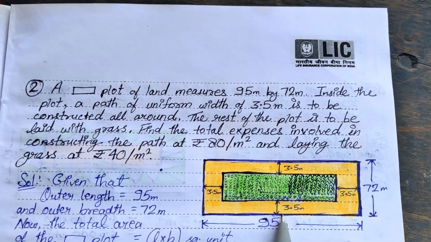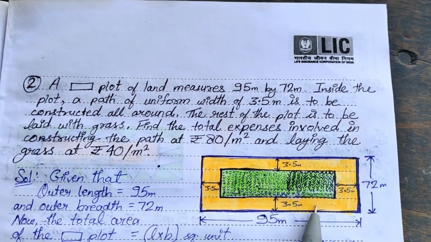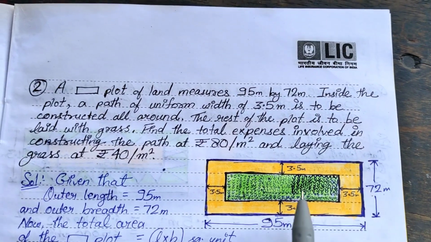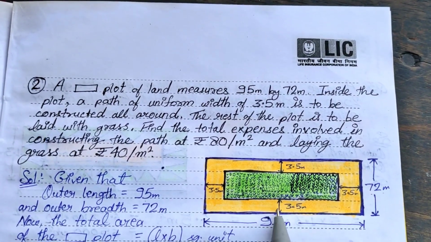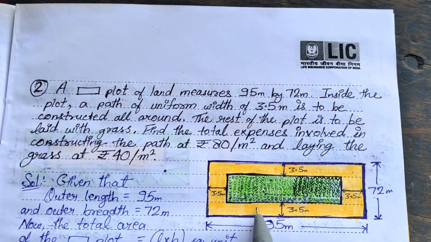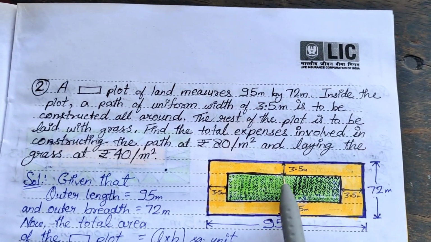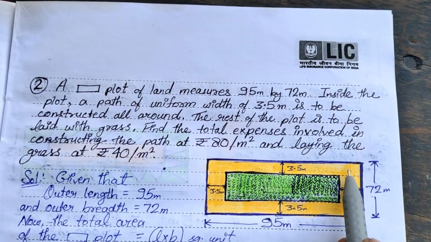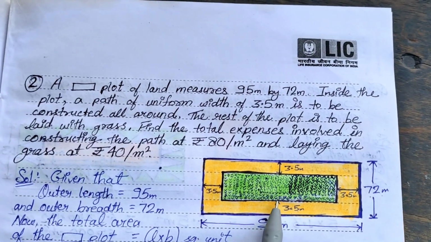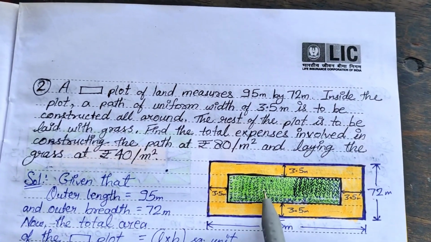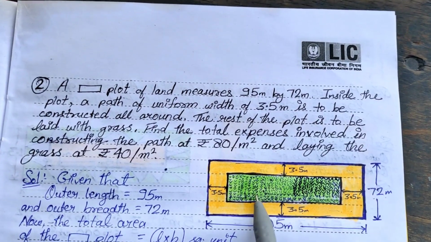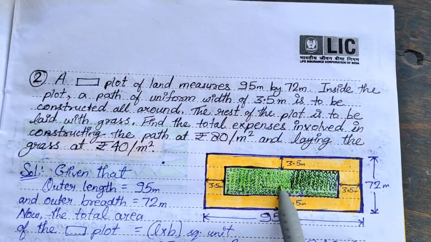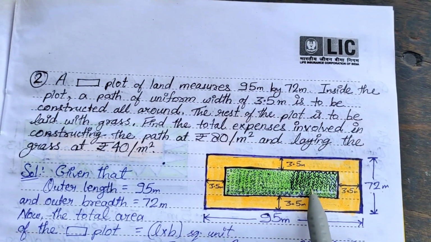Length and breadth of the rectangular plot is given, that is 95 meter length and 72 meter breadth. Now inside the plot, a path of uniform width 3.5 meter is to be constructed all around. This is the path of 3.5 meter all around inside the plot. And this is the rest of the plot, in between, where you have to lay down the grass.